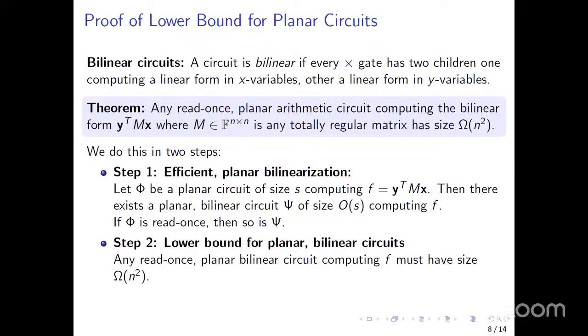So now you can work with planar read-once bilinear circuits. So you have almost restricted the whole class now, so it should be easier to prove lower bounds. That's the expectation. And in this process, you will not touch read-onceness, meaning if a variable appears once, even after bilinearization, it will appear only once.